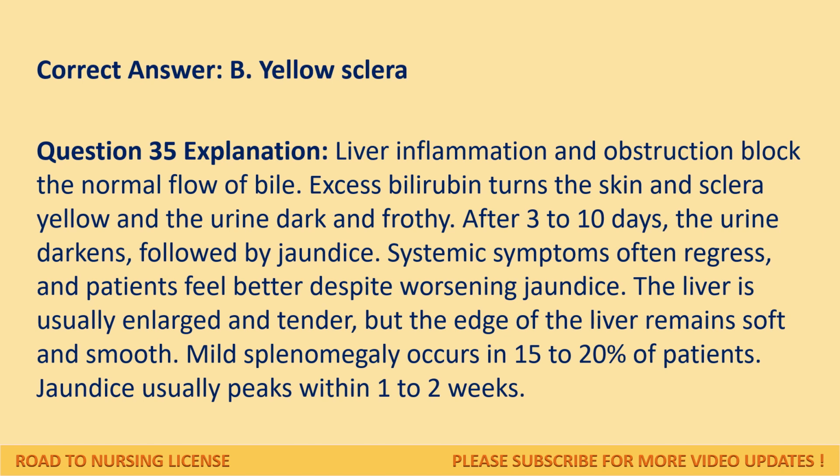Excess bilirubin turns the skin and sclera yellow and the urine dark and frothy. After 3 to 10 days, the urine darkens, followed by jaundice. Systemic symptoms often regress, and patients feel better despite worsening jaundice. The liver is usually enlarged and tender, but the edge of the liver remains soft and smooth. Mild splenomegaly occurs in 15 to 20% of patients. Jaundice usually peaks within 1 to 2 weeks.